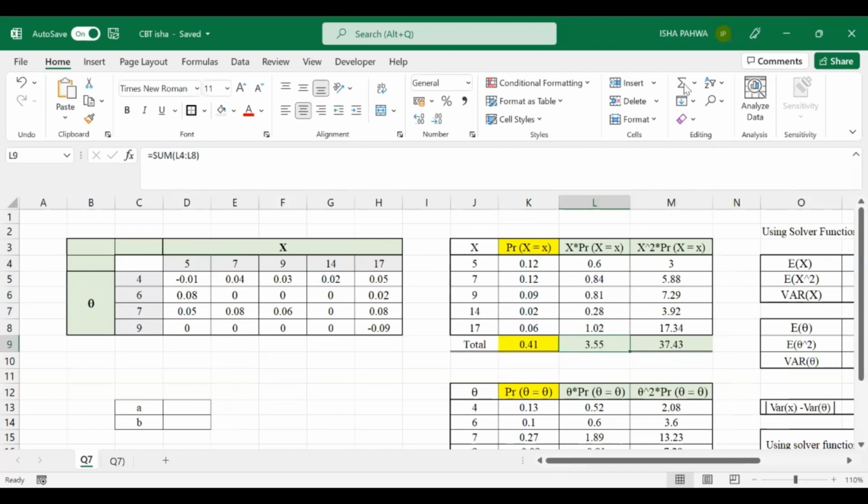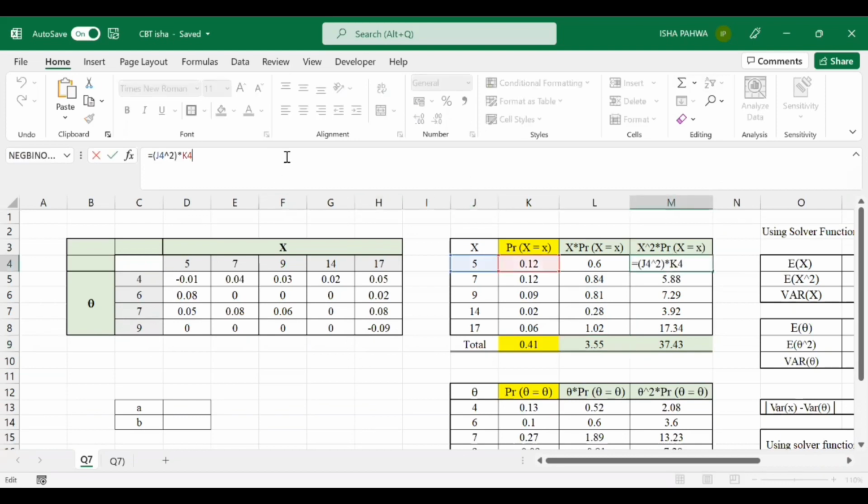So to sum them up, we can use the summation feature of Excel. So the next step would be to find expected of X squared. In order to do that, we need to square the X and multiply by the probability of X equals to X. So here we would use the Excel formula again, and we just copy everything for all of these values here. And when we total, this is the answer for expected of X squared.